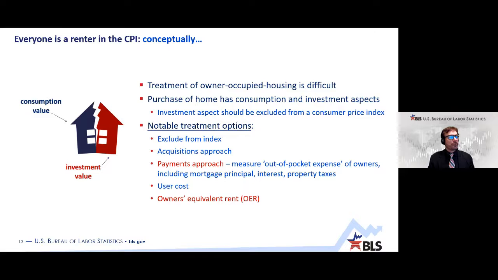So we use the owner's equivalent rent approach, abbreviated OER. And essentially, under this approach, we're estimating what the rental value of an owned home would be if the owner were renting it. So if you can see the title of this slide, it's aptly titled, "Everyone is a Renter," because in the CPI conceptual method, that's exactly how we are treating owners under this rental equivalence approach.